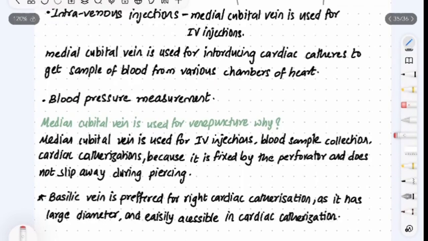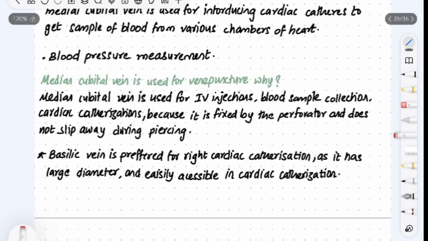And one more important reasoning question to discuss in this cubital fossa is, why is the medial cubital vein preferred for venipuncture or IV injections? The reason is, the medial cubital vein is used for IV injections, blood sample collections, and cardiac catheterizations because it is fixed by perforators and does not slip away during piercing. This is the main reason. So it does not slip when we pierce the needle.